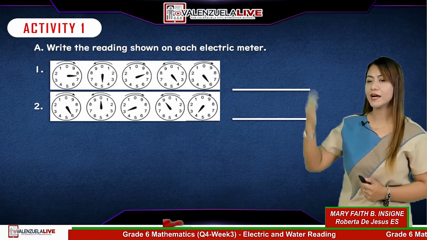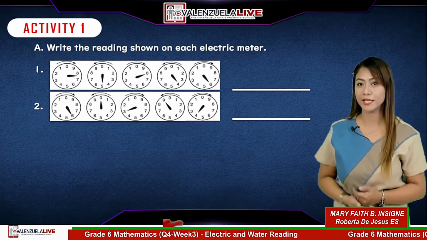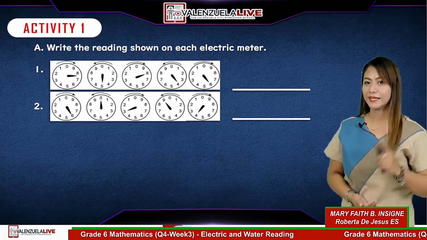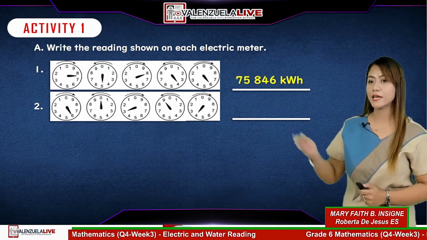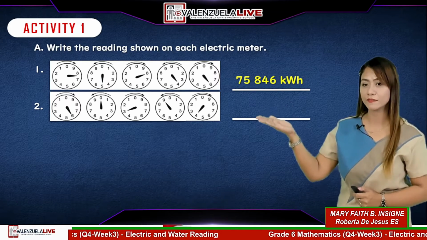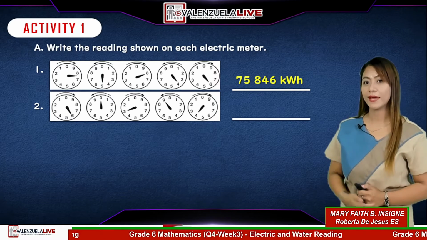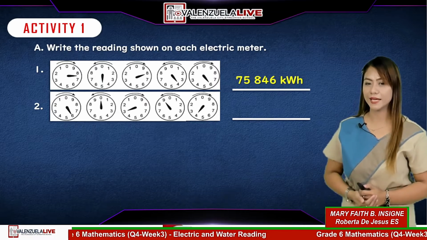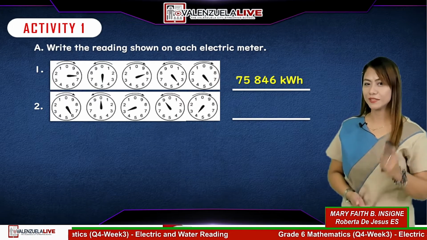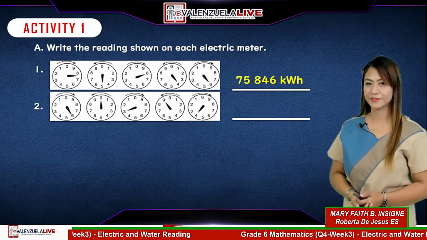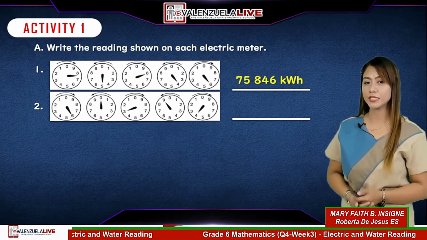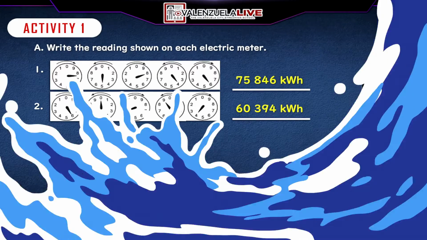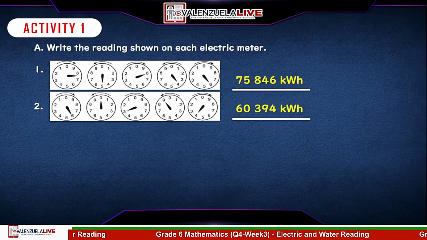Let's have another activity. For letter A, write the reading shown on each electric meter. What is the reading shown in number 1? Excellent. The answer is 75,846 kilowatt hours. And number 2, find the electric meter reading of these 5 dials. What is your answer? Correct. The answer is 60,394 kilowatt hours.